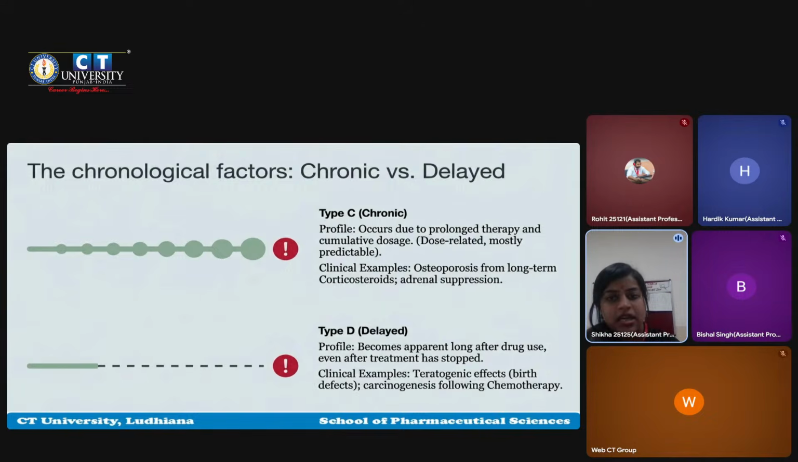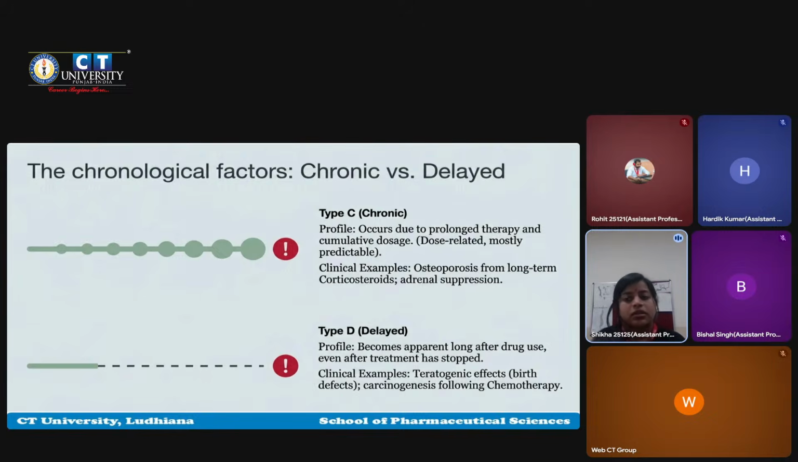So type C stands for chronic ADRs and type D stands for delayed ADRs. Type C occurs due to prolonged therapy and cumulative doses. It is dose related, mostly predictable. Chronic means if the person has a chronic disease and is being treated for a long period of time, then there are chances that the patient can get type C ADRs. It can be dose related, but mostly it is predictable.